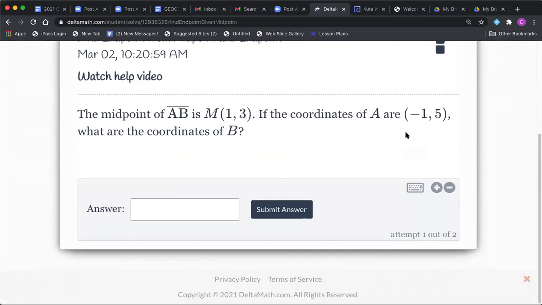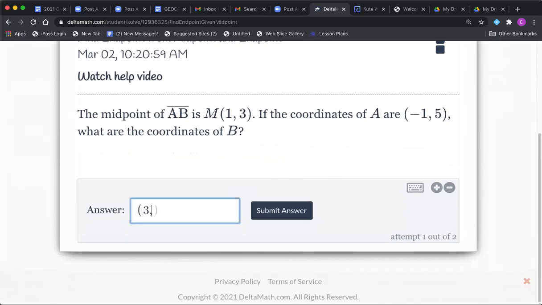Okay, let's see. I'm at A and I'm going back to M. So I'm at -1, but I got up to +1. So how do I get from -1 up to +1? I add 2. So I'm going to add 2 more. 1 plus 2 is 3. And then for the y's, let's see. I started at 5. I went down to 3, so I subtracted 2. I need to subtract 2 again. 3 minus 2 is 1.